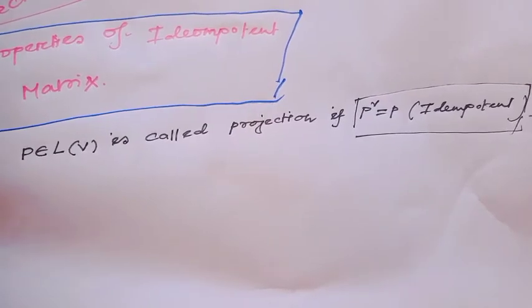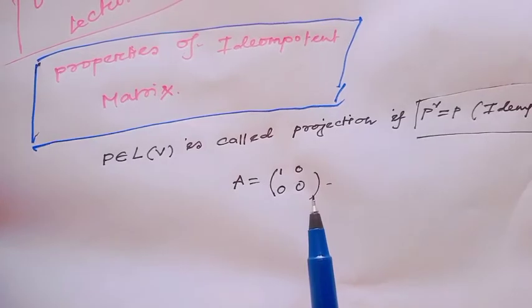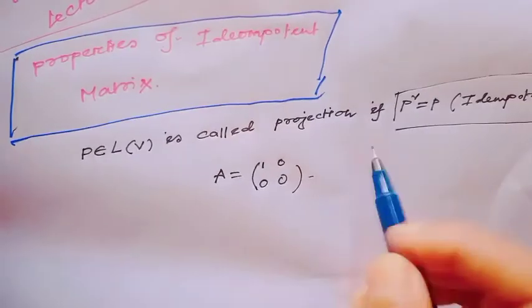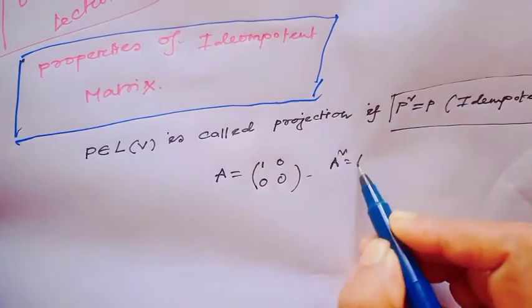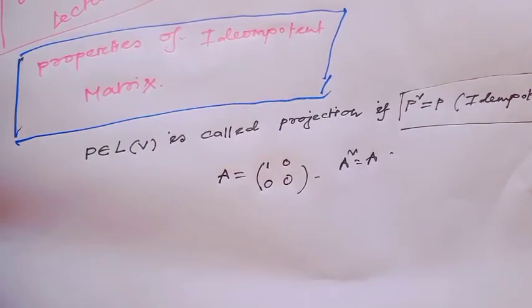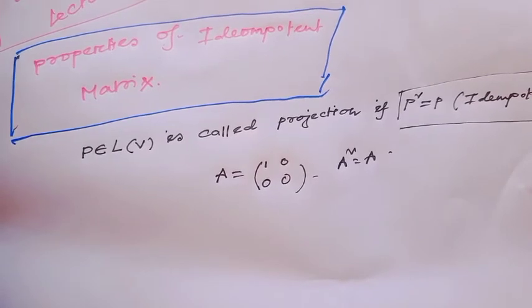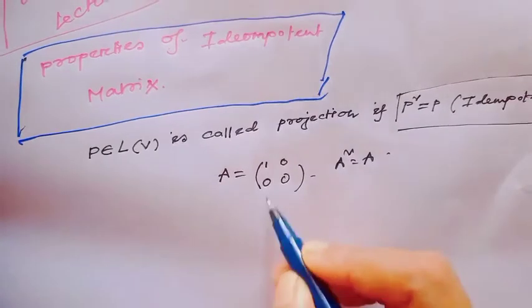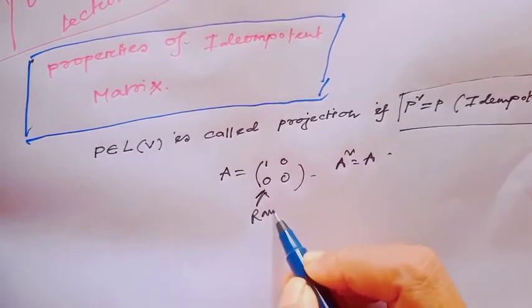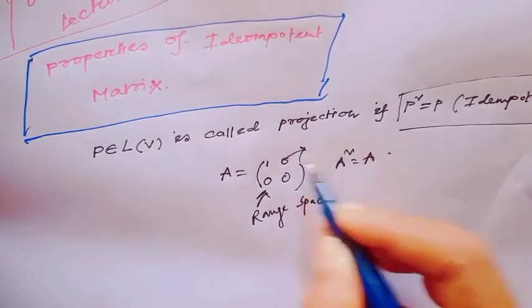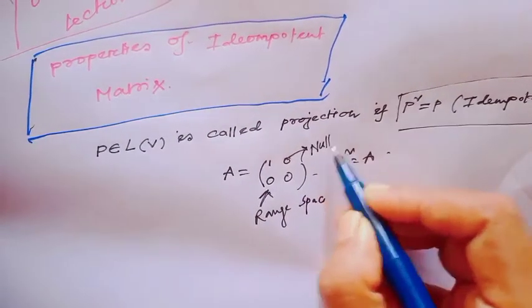The first property: for example, consider this map. Obviously this map is idempotent because here A square equals A. And the first property is that a projection map is always the identity on the range space and 0 on the null space. This is the first property.